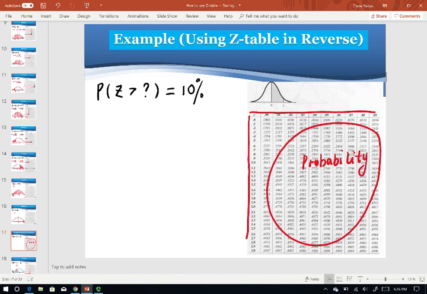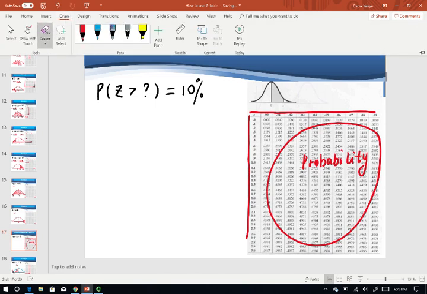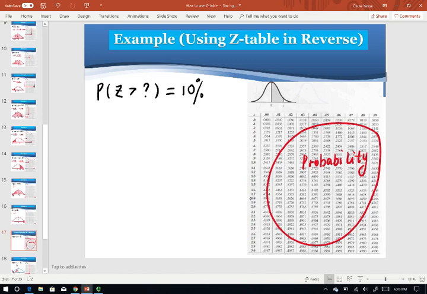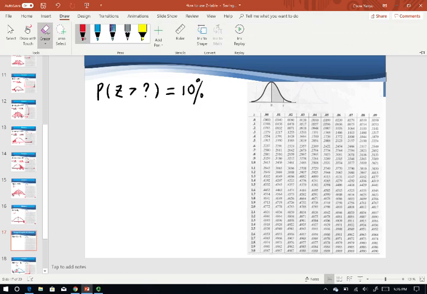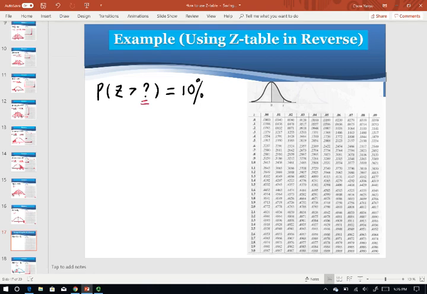Now, there may be some case where you know the probability, but you don't know which row and which column. So this is how to use the z-table in reverse. Let's see some examples. Find out the probability higher than which number. It will be only 10%. So that will be the top 10%. We will also draw the curve and highlight the area.